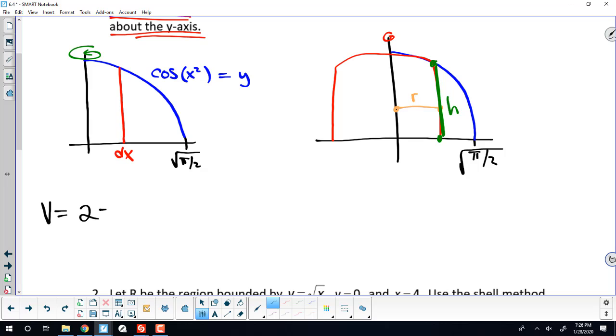We've got 2 pi times r, and this radius here is just some x value. All of our radii are just an x value. So x times the height. The height is again measured as top minus bottom, function minus 0. Pi times r times h. The bounds are from where to where? X ranges from 0 to pi over 2.